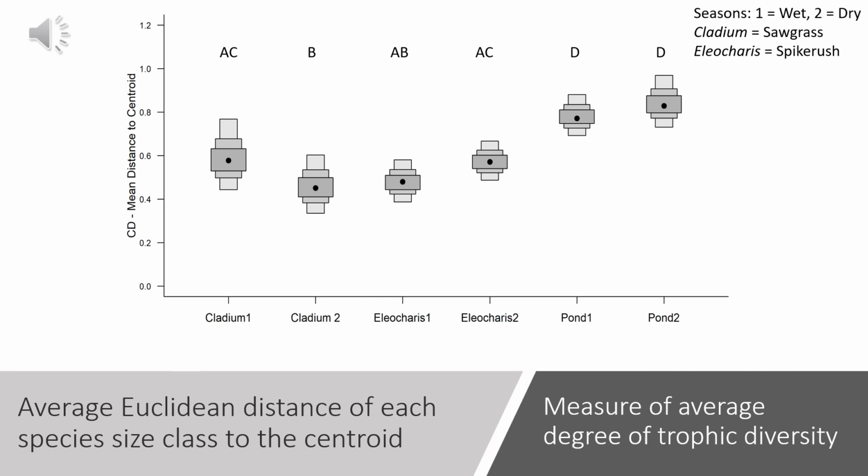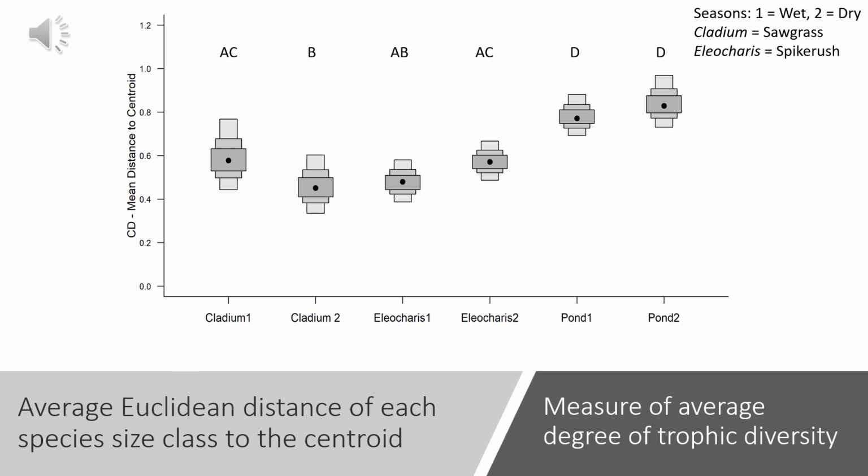So as you recall, this first set of habitats here are the sawgrass. We predicted lower competition in the dry season, which should lead to a lower degree of trophic diversity in the dry season in sawgrass, which is what we see here. And again, as before, these thresholds are at a 5% level.